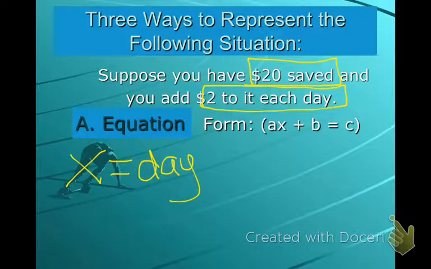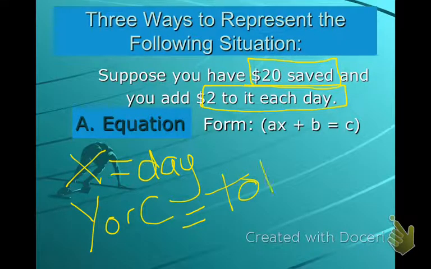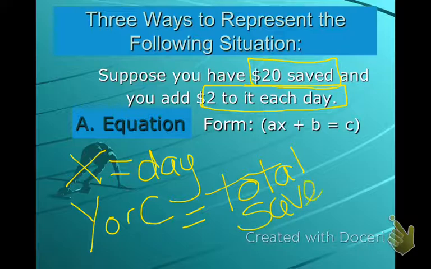You have to identify what your x is standing for, and in this case, it's days. We want to know how much she's earned in 1 day, how many in 2 days, 3 days, 4 days, and in fact, how many in 0 days, the day she started. Your y, or in this case, your c, is going to represent total saved. All right, so let's go on to the next slide.